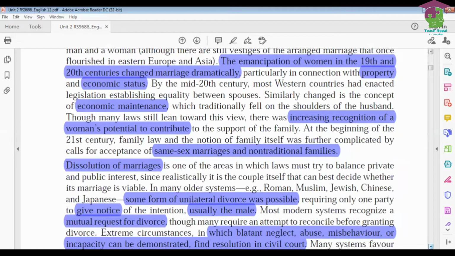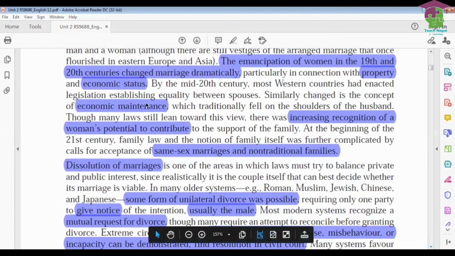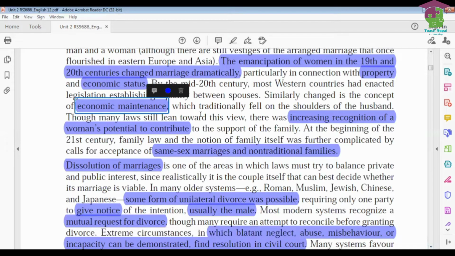Similarly, change is the concept of economic maintenance, which traditionally fell on the shoulder of husband. Like economic burden, say, athwa gharko economic, house ko economic burden, say, womenharu athwa femaleharu bata pani pardai paryo. So because of these things, there was increasing recognition of women's potential to contribute. And women are definitely contributing to the support of the family.